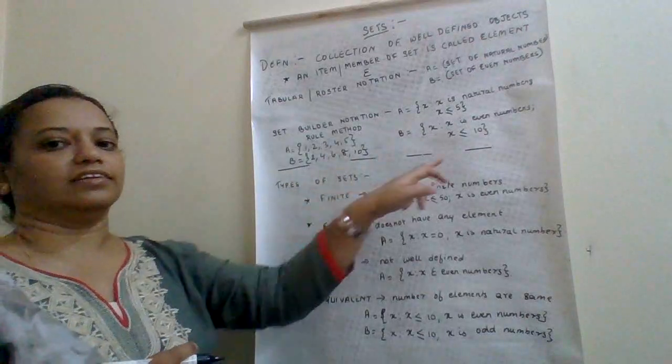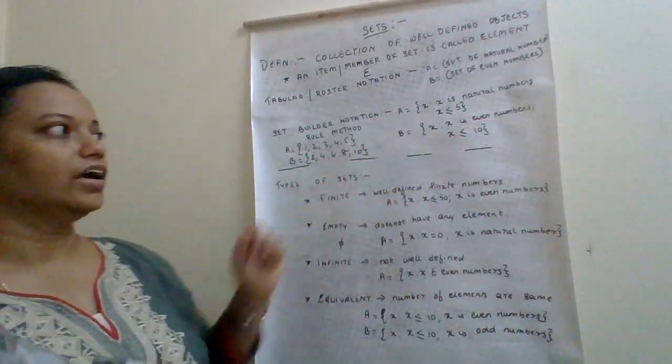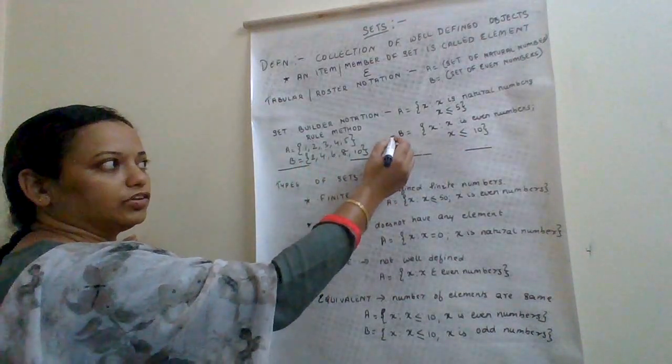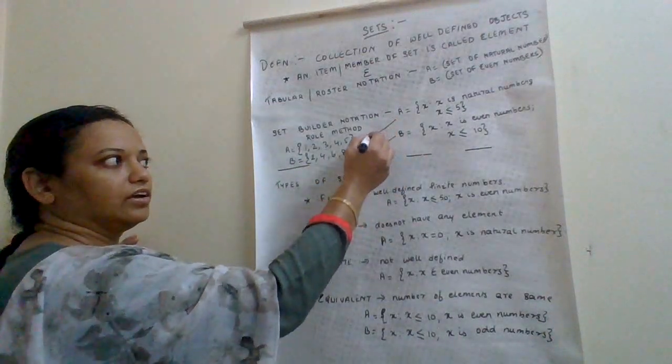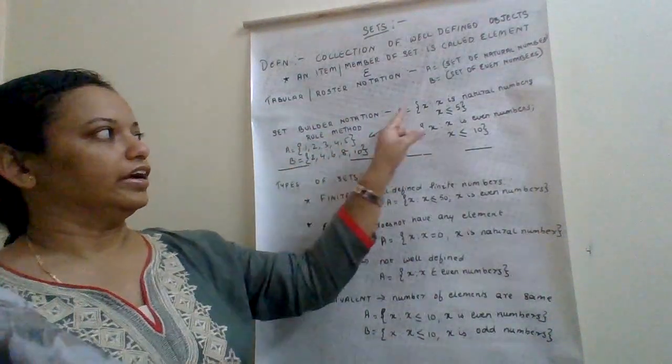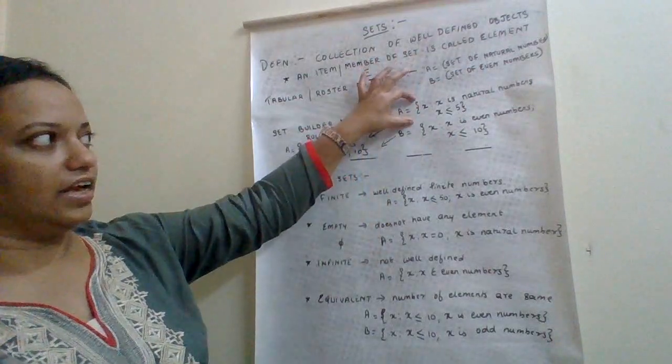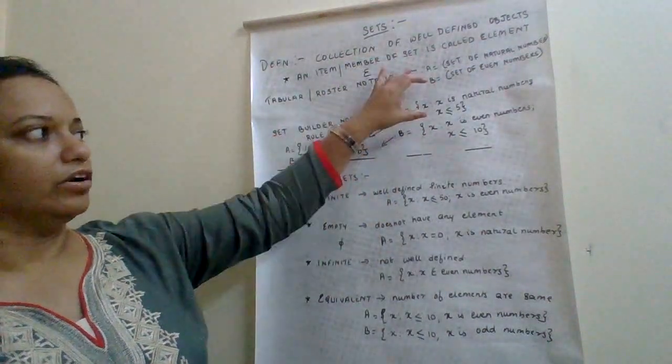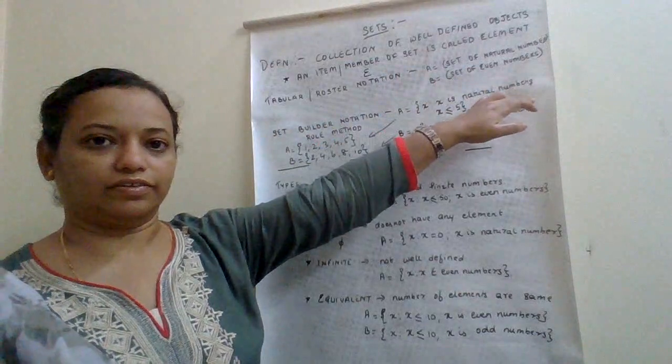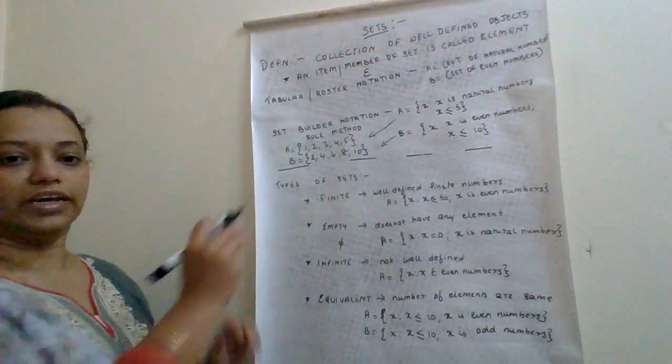Because X is less than or equal to 10. Okay, so the answer for this is this. If they give you this and tell you these are the set builder notation, find the answer for this. Okay, so this is the answer. Or they can give you the reverse also.